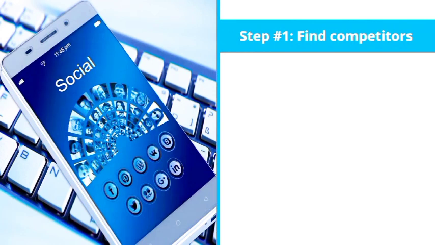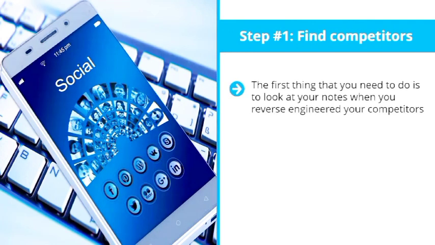Step number 1, find competitors. The first thing that you need to do is look at your notes when you reverse engineered your competitors. These people are in the same niche as you. After all, you studied them to get to the industry standard content strategy as well as page layout and design for your own Facebook page.